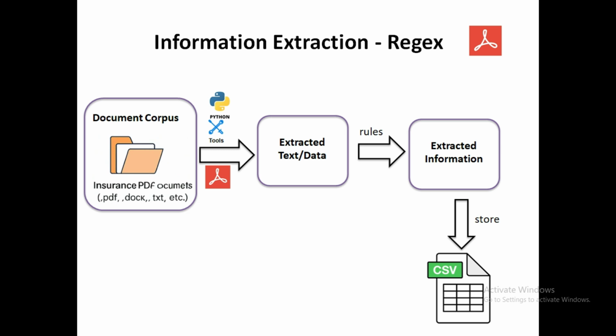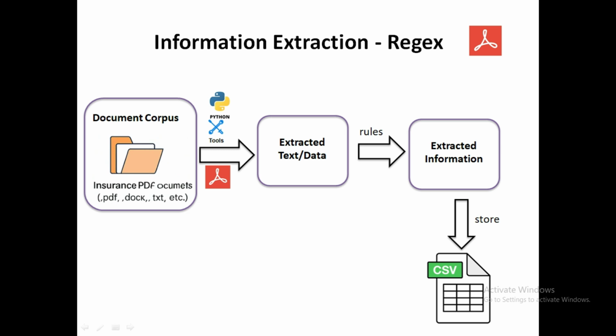As you can see, we will have a corpus of documents. You can think of them as a collection of PDFs. We can have different formats also: PDF, document, TXT, etc. But for this demo we are primarily focusing on the PDF. We will use some Python tools, which we can think of as libraries provided by Python. We'll leverage these libraries and extract the data from the PDF.